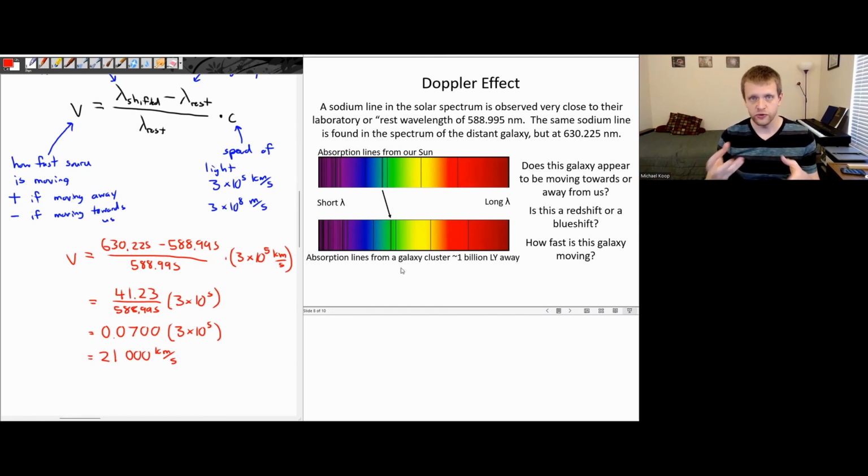So again, by using these spectral lines and seeing how these sets of spectral lines are all shifted from the same reference point, we can use that to identify what the original wavelength was. We can observe the new wavelength, and we can use those together to determine how fast this object is actually moving.